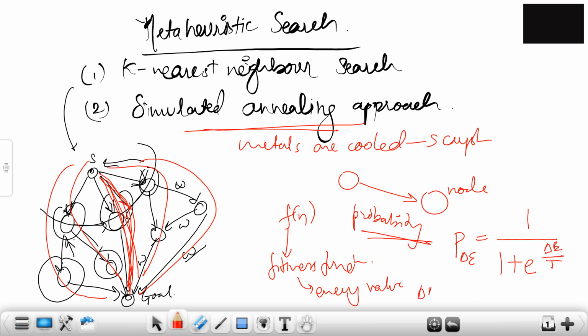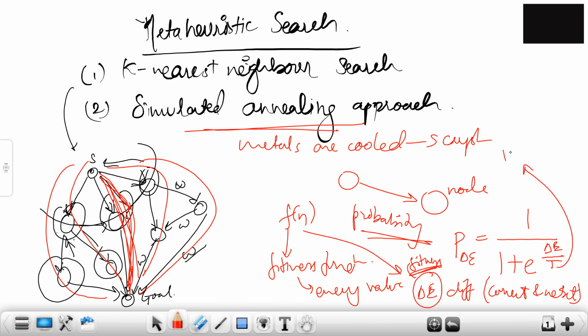Now what is delta E here? Delta E is nothing but the difference between the current and next node, that is, the difference between the fitness values of the current node and the next node. That difference tells you the probability of taking that move. And T stands for the temperature. There is another parameter that is introduced: T stands for the temperature value.